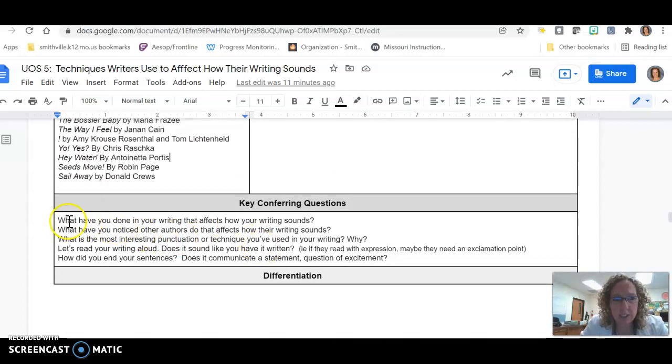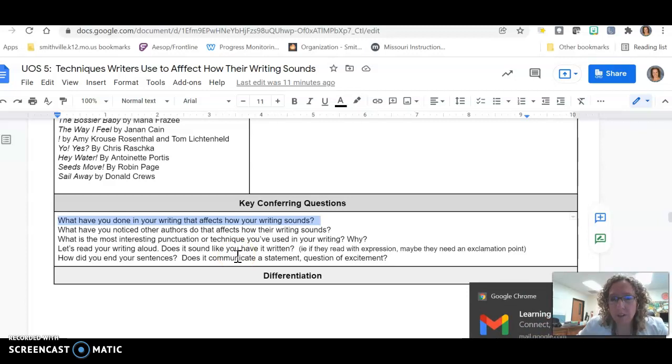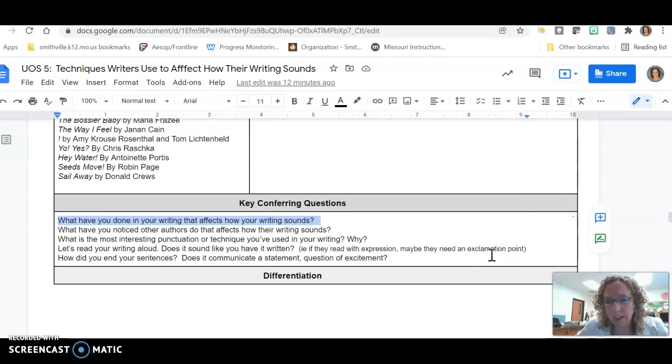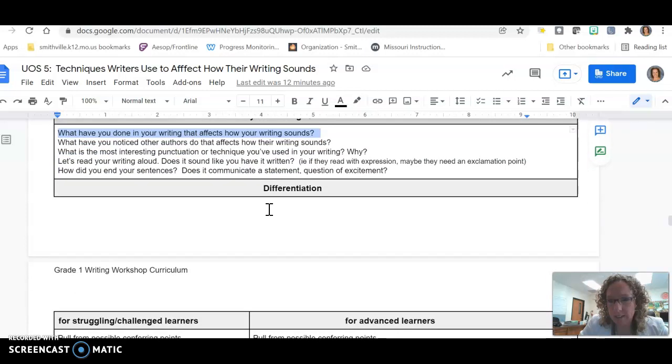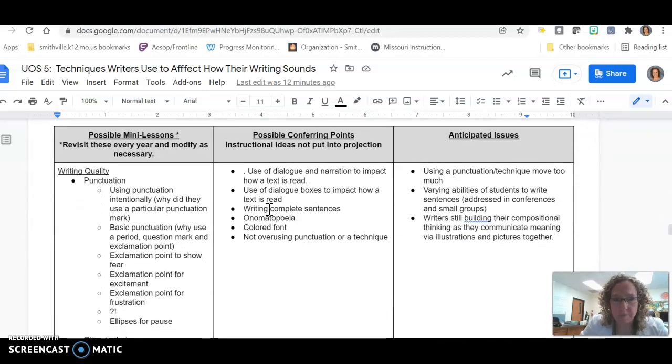Key conferring questions. As you confer with kids, you're asking them, what have you done in your writing that affects how your writing sounds? And there are some other options there as well, but that is the main thing we're looking for in this unit. Remember, with conferring, though, it is not just the primary goals of the unit or the secondary goals. You need to meet your kids where they're at. So if some of your kids are still working on writing complete sentences, you can have conferences and strategy groups on how to write good sentences. It wouldn't be only that, because you still want to work on the primary goal of the unit, but you can also have that in some of your conferences and strategy groups.